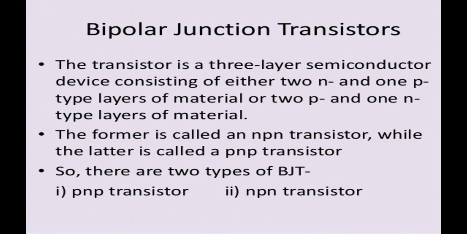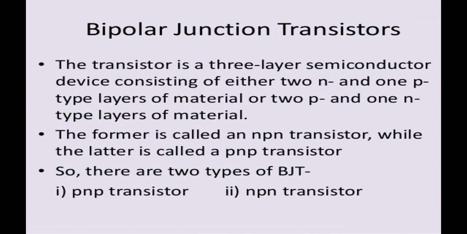The bipolar junction transistor. First of all, what is meant by bi? Bi means two, two directions. Polar means polarity. Bipolar means two directional current will flow in this bipolar junction transistor. So these are some basic characteristics. It is also called as BJT.